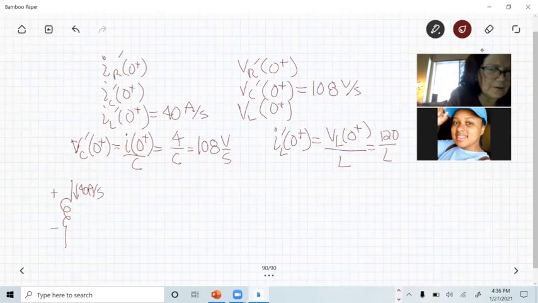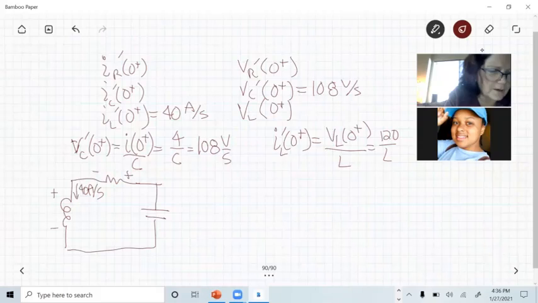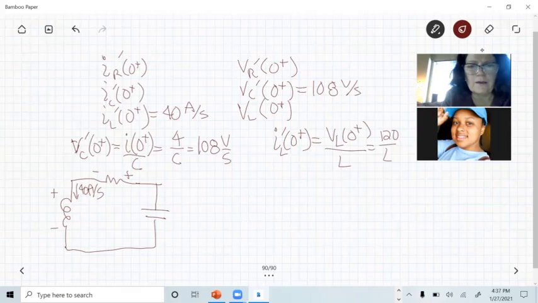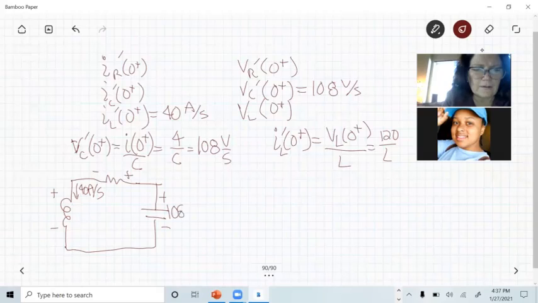I'm going to continue my sign swap on my resistor. The solution has a sign in the different direction. And what do I know? I've got 40 amps per second going through there. I know the voltage across the capacitor is changing by 108 volts per second. Okay.